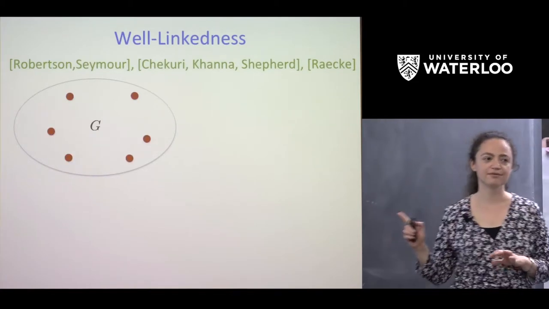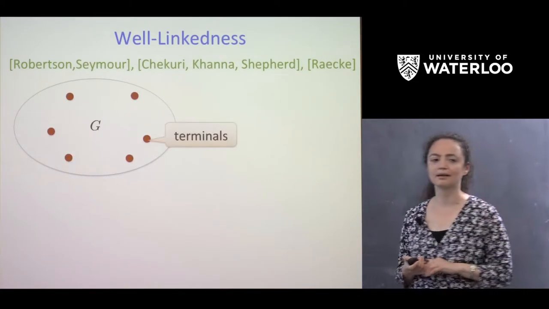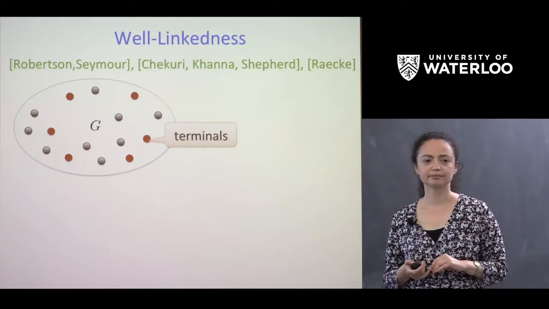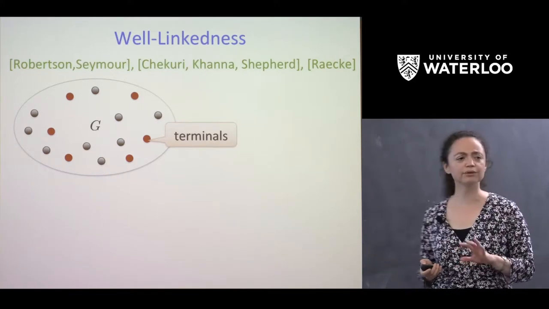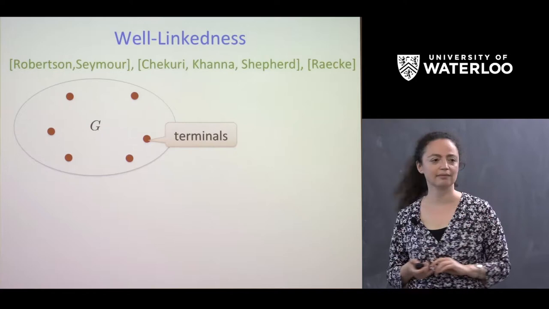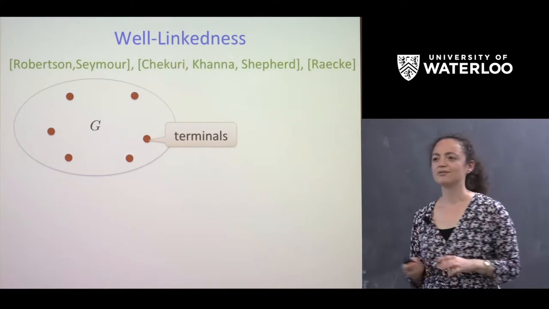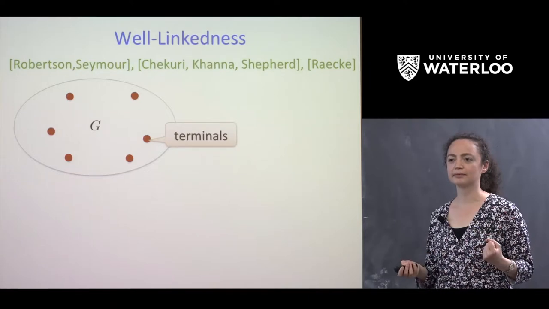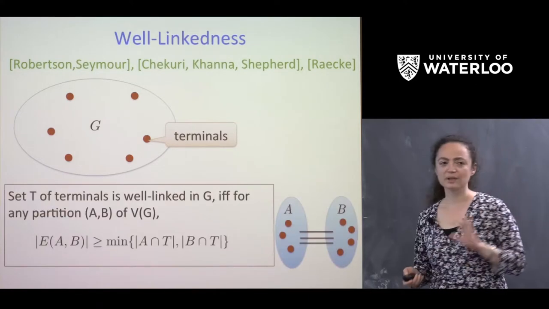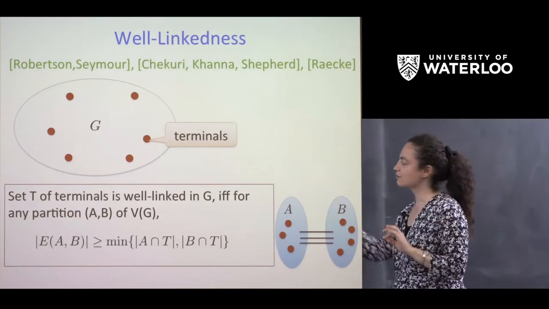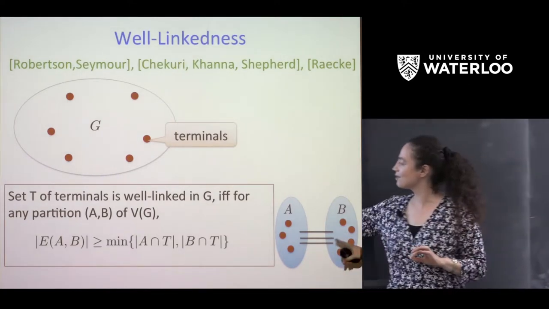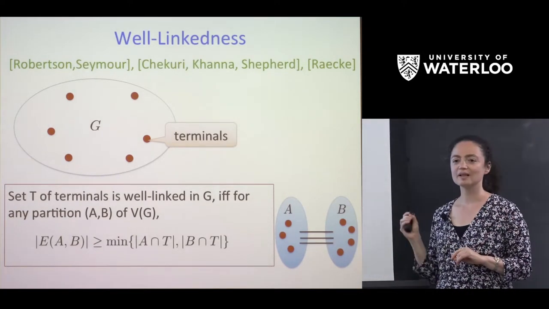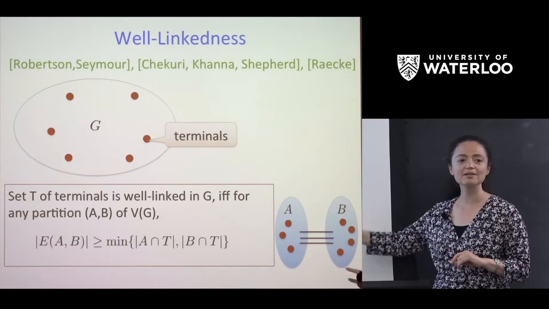So this is my graph. This is a subset of its vertices. I'm calling them terminals. And these are all the other vertices. I don't really care about non-terminals. I'm going to ignore them. What does it mean for the terminals to be well-linked in my graph? I want them to be really well-connected. Whenever I take all vertices in my graph and partition them into two subsets, the number of edges going across should be at least as large as the number of terminals on the smaller side.